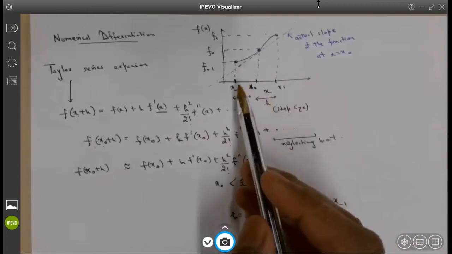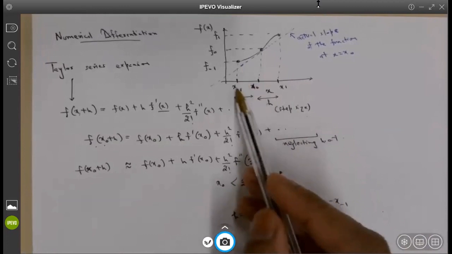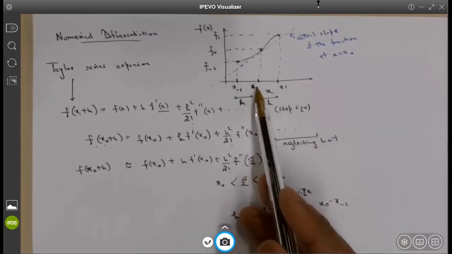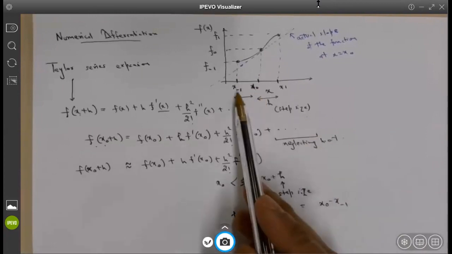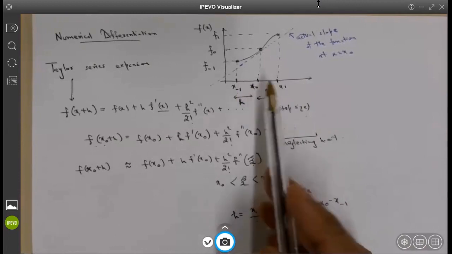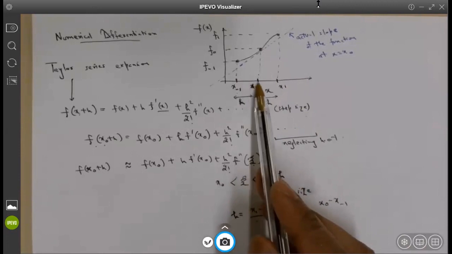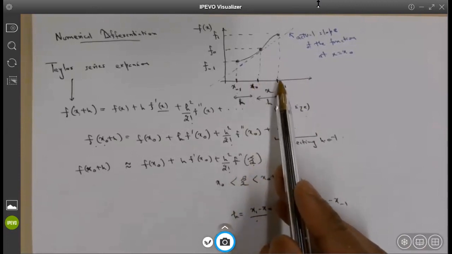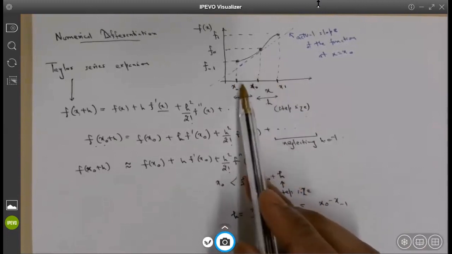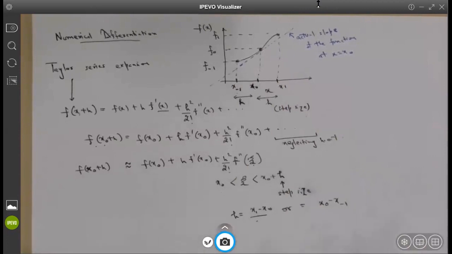So depending on what interval you are considering, if you're considering this interval, then h is defined as x naught minus x negative 1, or if you're considering this interval, then it is basically x1 minus x naught. It doesn't matter which interval you're considering, because the assumption here is that the data points you are getting are uniformly spaced or evenly spaced. So the data points have uniform spacing, and h basically represents the spacing between the data points.